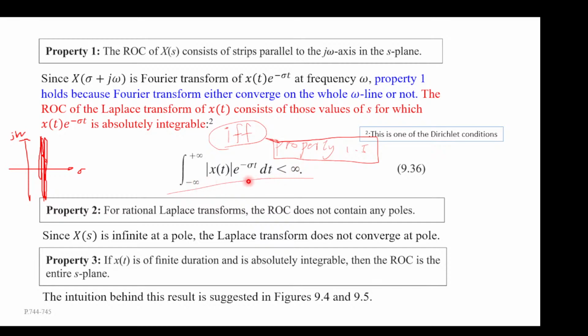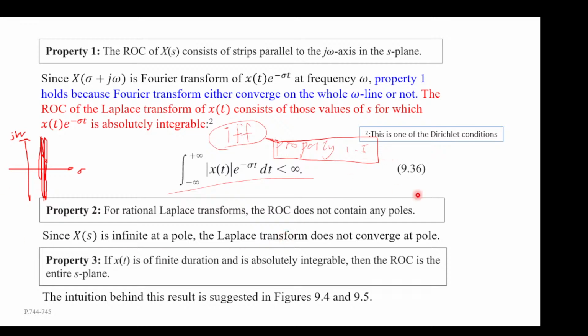So we think that the sigma line is in the ROC if and only if this integration is finite. The integral from minus infinity to plus infinity of the absolute value of x of t e to the minus sigma t dt must be finite. Then this vertical line at sigma is inside the ROC. So that's property 1 and property 1.5.